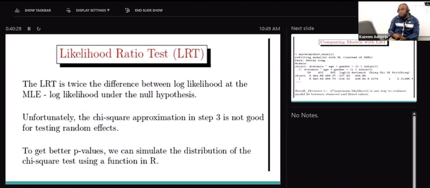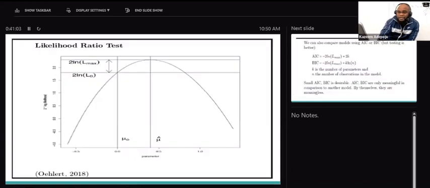But let me tell you this. Unfortunately, when we have two different models, simple and complicated, and they all have fixed effects, the distribution of the likelihood ratio will follow chi-square, but not for the one where we're considering a random effect. And that is why, unfortunately, the chi-square approximation in step 3 is not good for testing random effects. If you go to step 3 now, look at step 3 here.